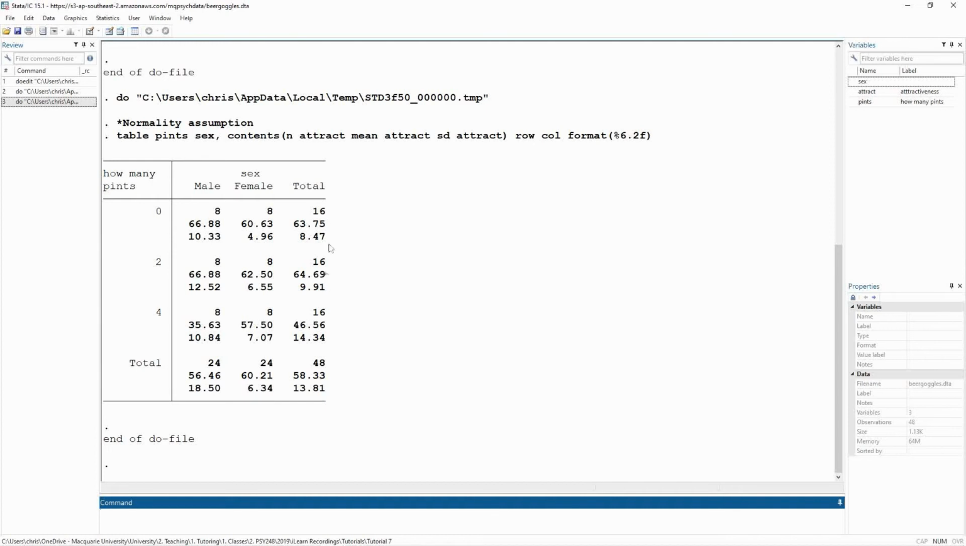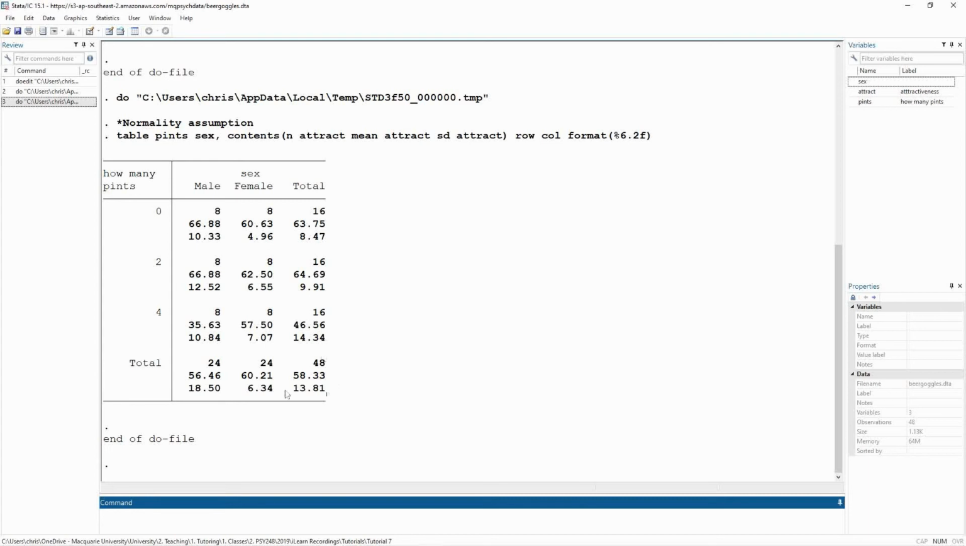Now, this total column over on the far right-hand side tells us the average amount of attractiveness rated for everyone who had 0 pints of alcohol. So we're averaging across gender now. So before we were averaging across the amount of alcohol, now we're averaging across gender. And what we see is for those who drank 0 pints, averaged across gender, they had a mean attractiveness of 63.75. If we go down to 2 pints and we average across gender, what we see is that the mean attractiveness is 64.69. And averaging across gender for 4 pints, the mean attractiveness was 46.56.